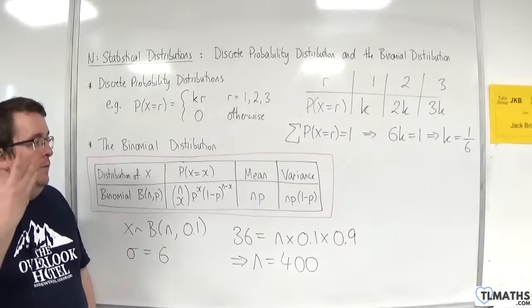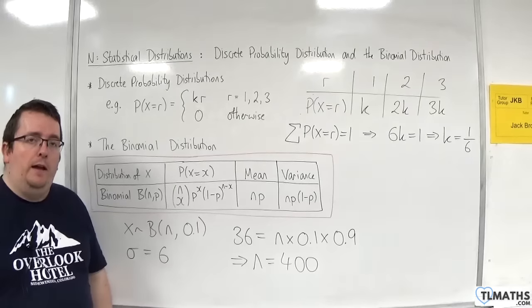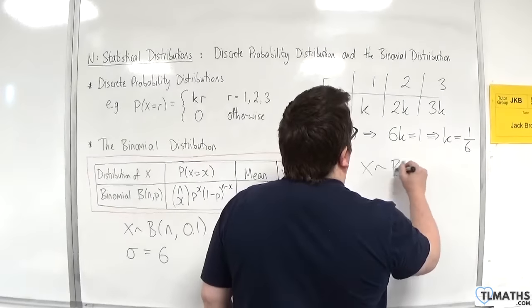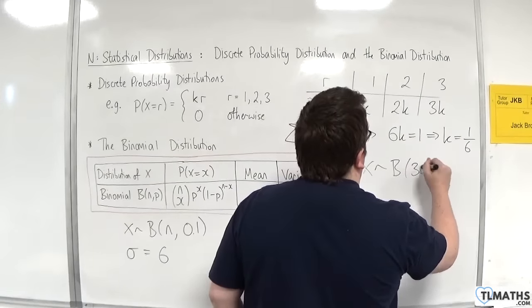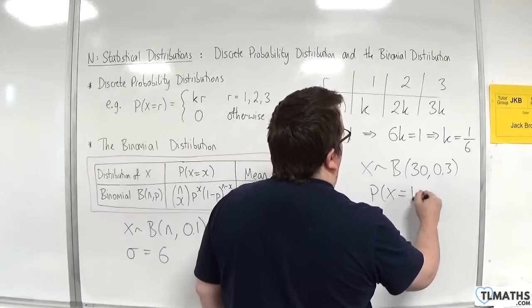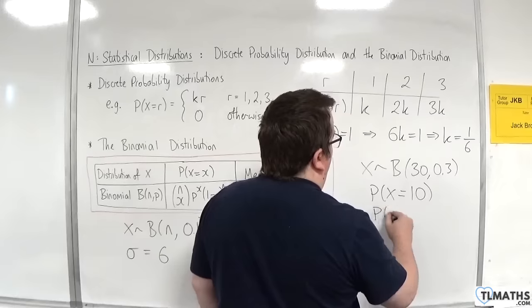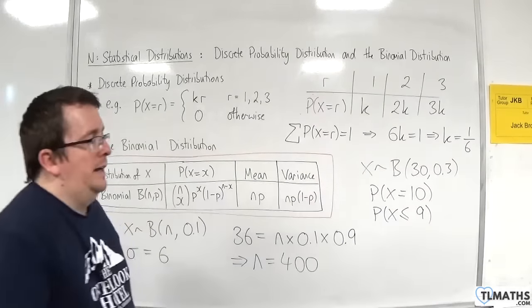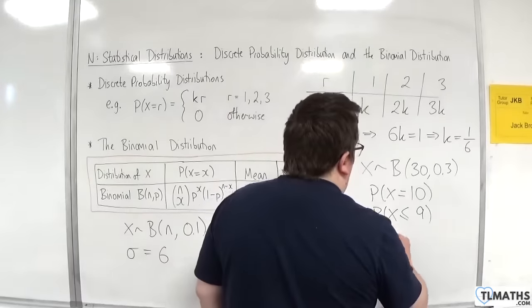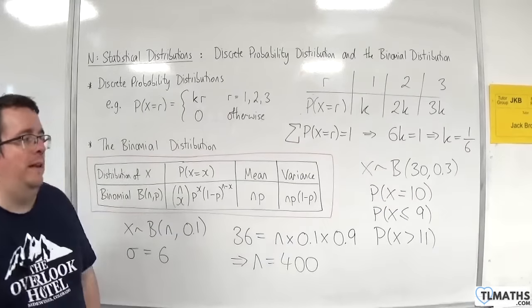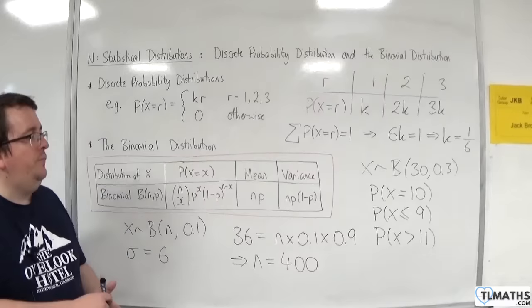But yes, use your calculator to find probability of x being... So if you had something like this, binomial distribution, and it's 30 and 0.3, you should be able to find the probability of x being equal to 10, the probability of x being less than or equal to 9, for example, or probability of x being greater than 11. You should be able to find all these probabilities on your calculator.